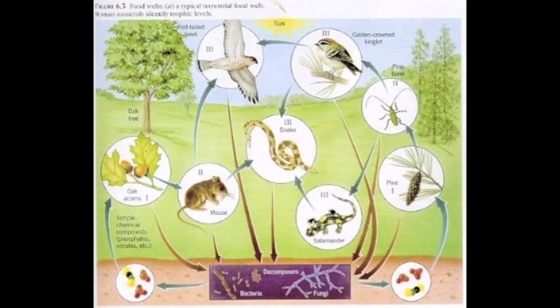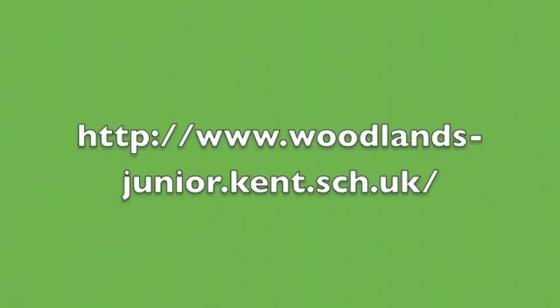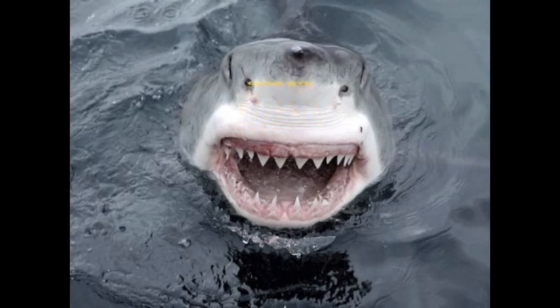I have one more question. What is the difference between a food web and a food chain? The difference is that a food chain is just one combination of animals, but a food web is a lot of combinations of animals. Okay, no more yelling. Where did you get that answer? www.woodlands/junior.kent.sch.uk. Well, I think that's it. Yep, we're all done. Hey, Liam. Don't forget to smile.